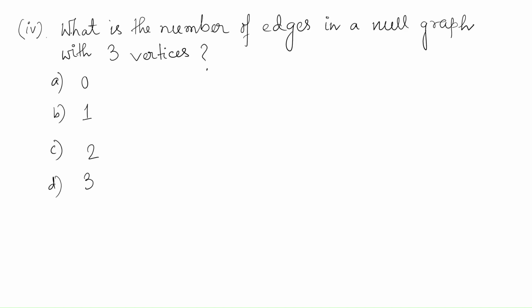Next question: what is the number of edges in a null graph with three vertices? We know the definition of a null graph is that a graph having no edges is called a null graph. So the answer is 0. Option A is the correct answer. It does not matter how many vertices the null graph contains, 3 or more or less than that. For a null graph, the number of edges is always 0.